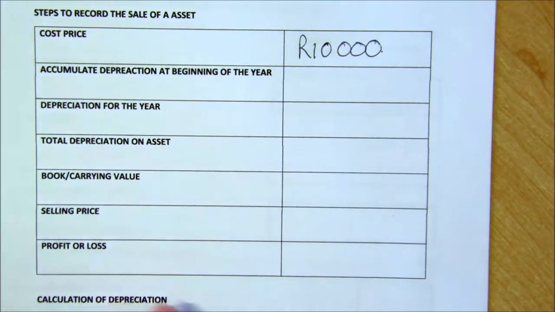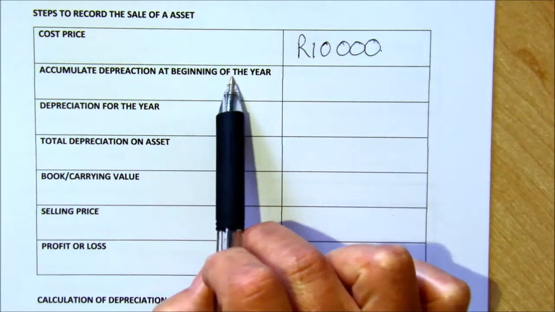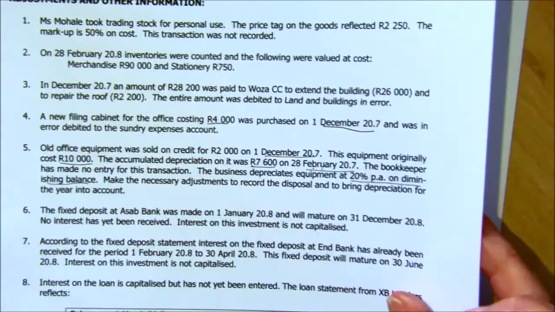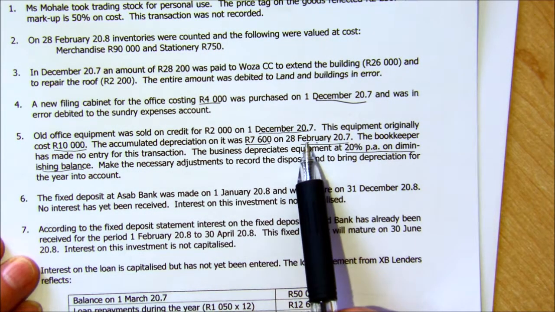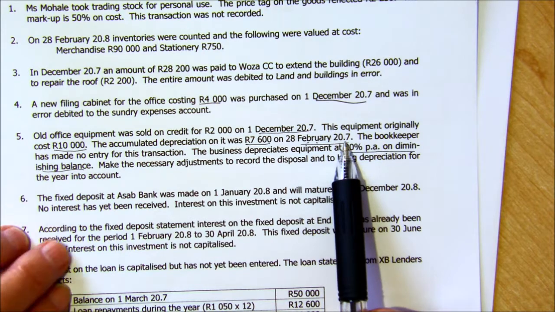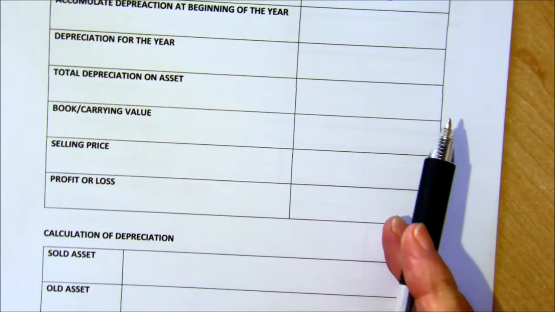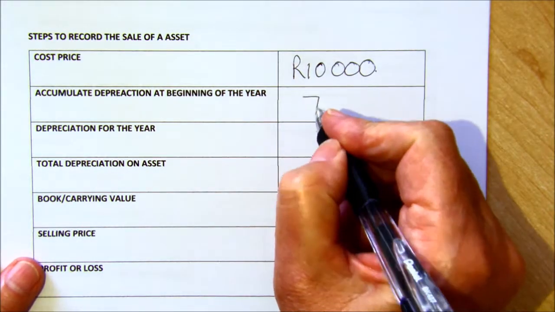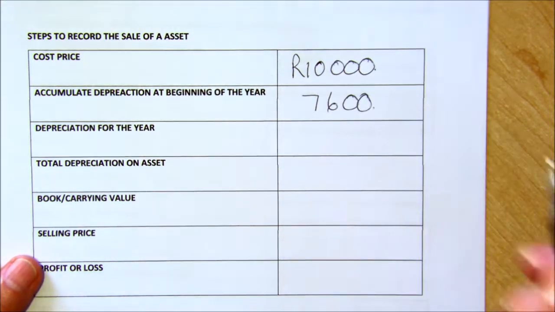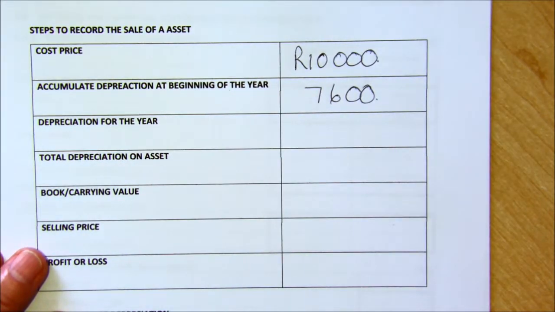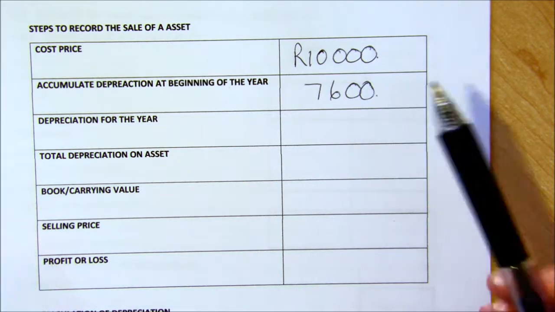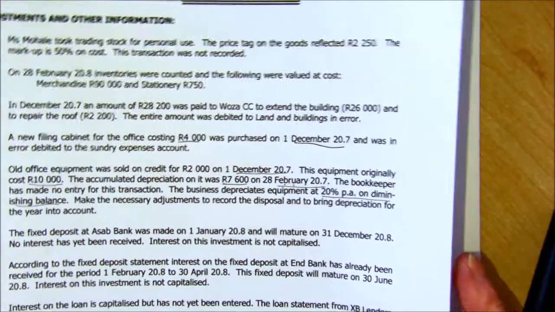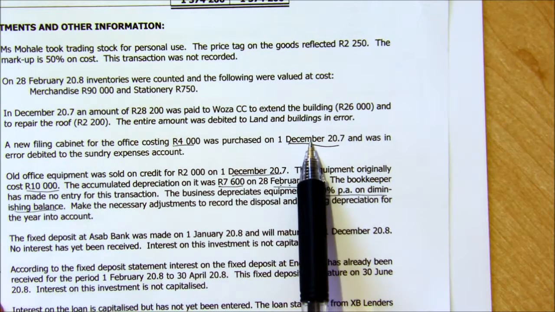Then, what was the accumulated depreciation at the beginning of the year? And again, you were told the accumulated was 7,600 on the 28th of February, 20.7. So that was at the beginning of the year. So 7,600 was at the beginning of the year. But now you're not selling it on the 28th of February. In fact, we are selling this only on the 1st of December.